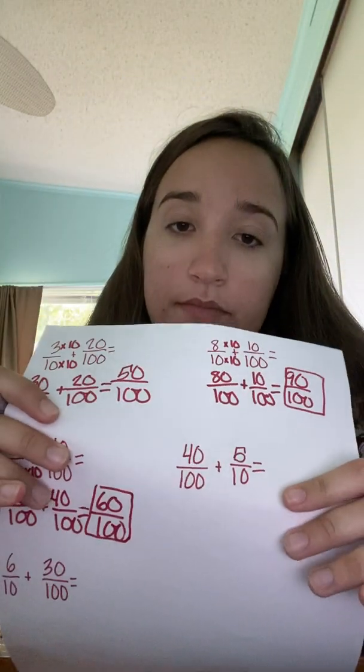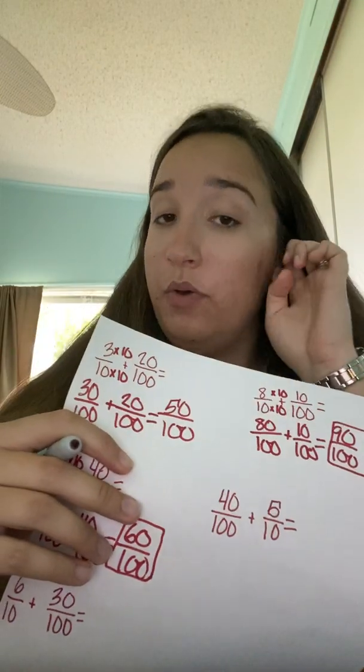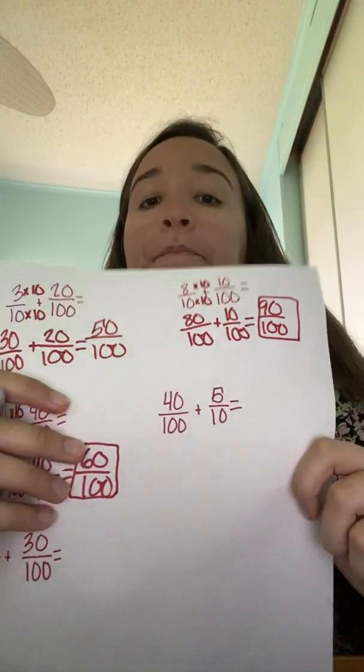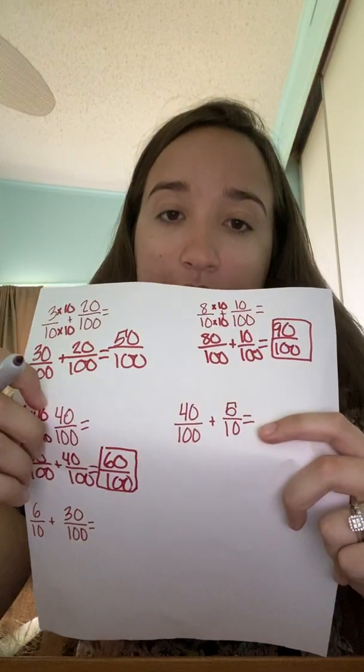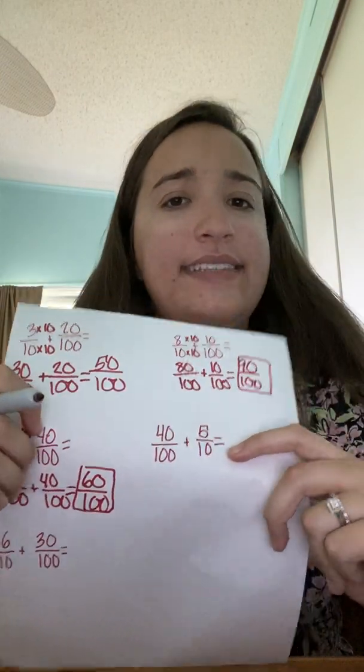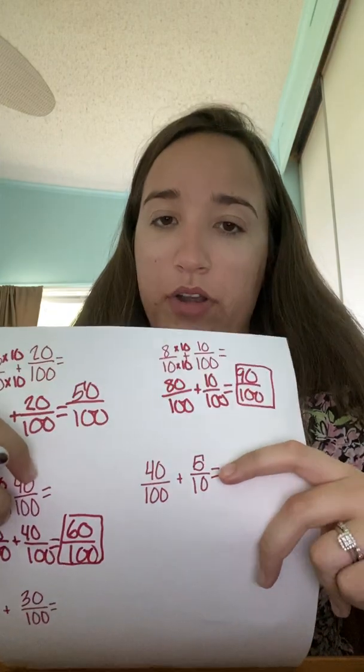So let's come back to the carpet and work on this together. So, what is our first step here? We're going to make an equivalent fraction. Perfect. Which one? What are we going to times here to make an equivalent fraction? It's not 40 over 100.